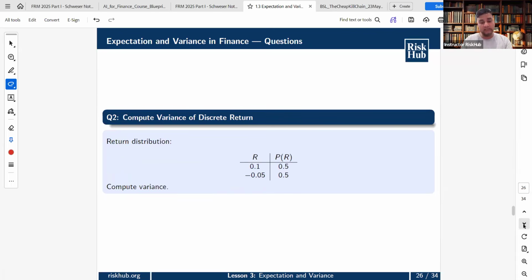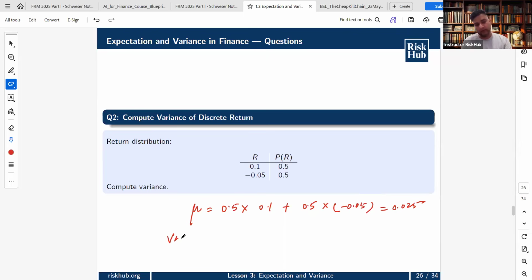Next one is a return distribution, right? Return distribution is given. See, the expected value, again, we have to find here. Mu, the expected value, is equal to 0.5 into 0.1, plus 0.5 into minus 0.05, which is 0.025.